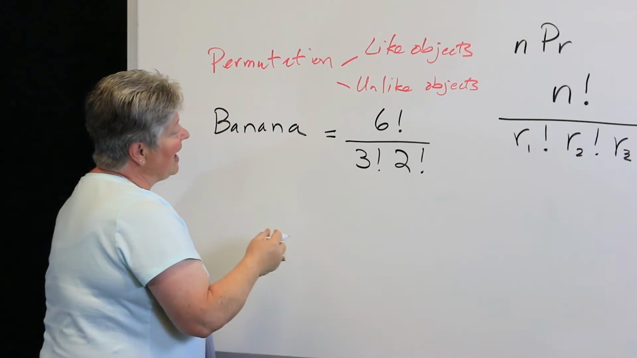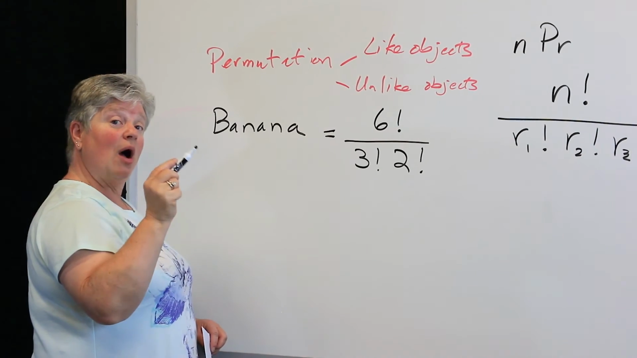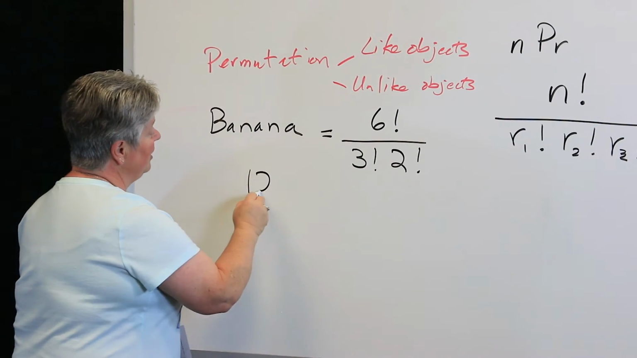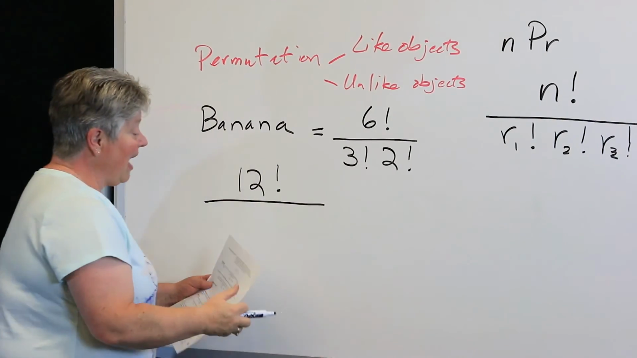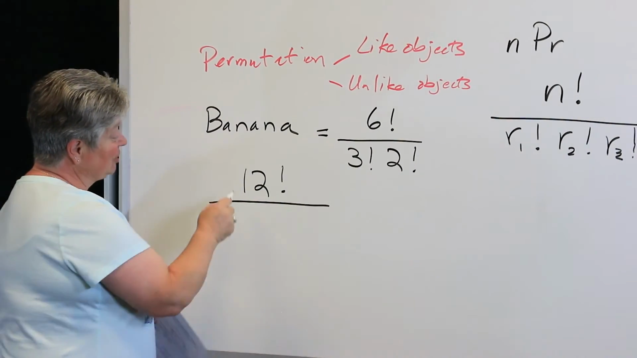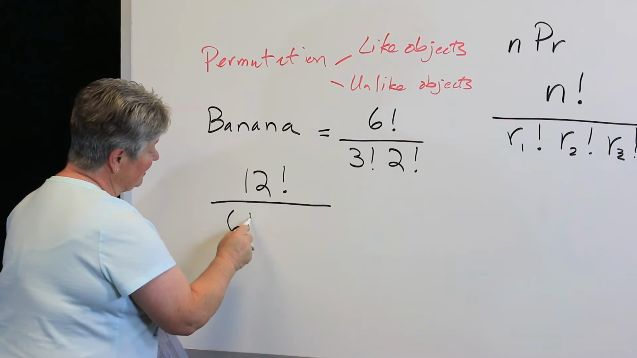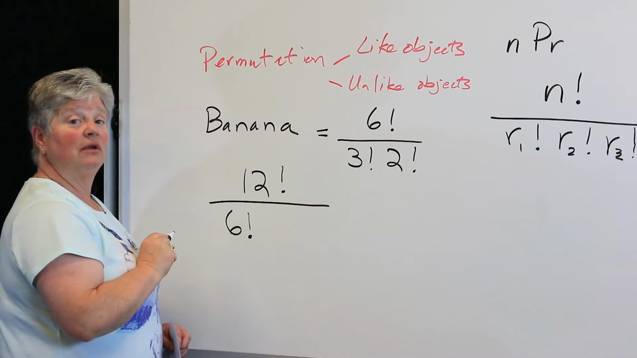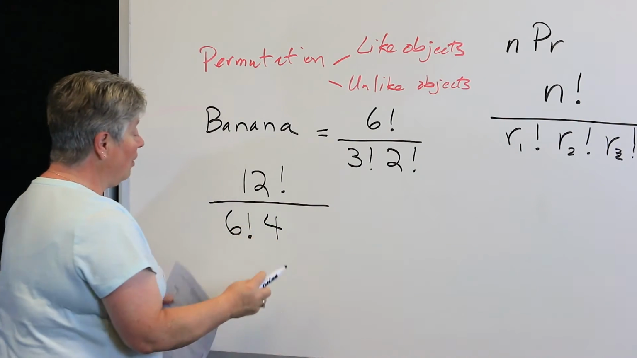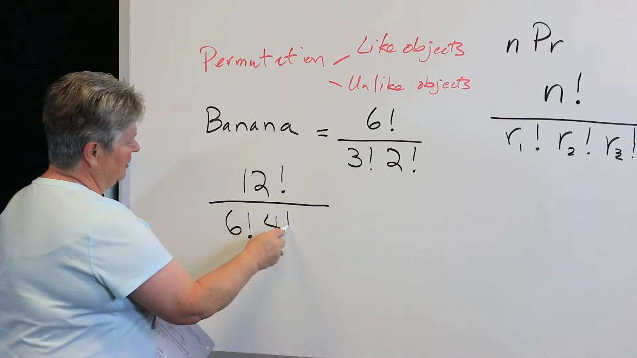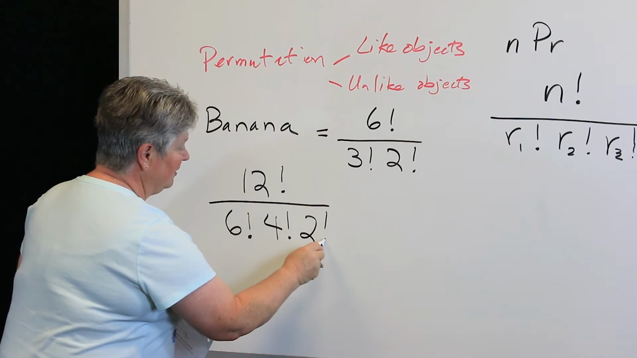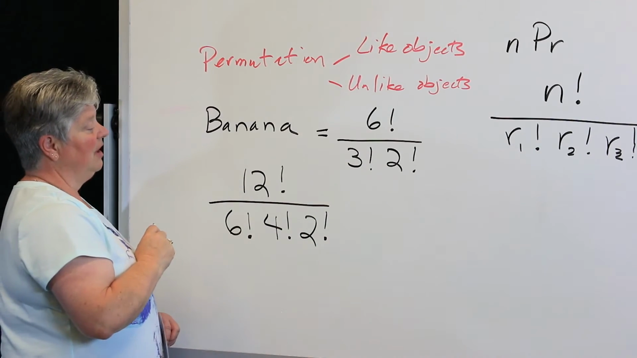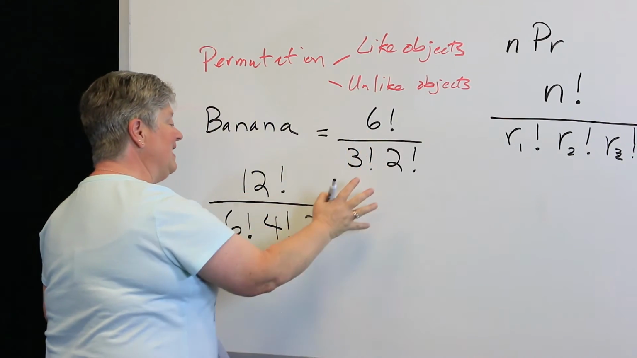So when I'm looking at that example, we had a total of 12 cars. So there's my numerator, 12 factorial. When I looked at my example, I had 6 Chevrolets. So there's my 6 factorial. I had 4 Fords. There's my 4 factorial. And I had 2 Dodges. There's my 2 factorial. So that's how we're going to set these up.